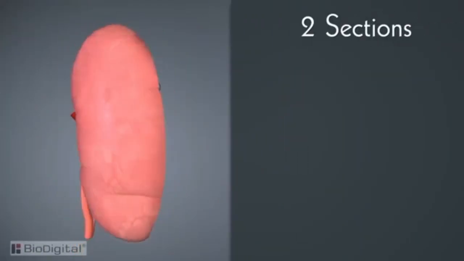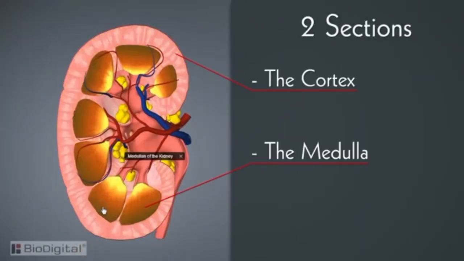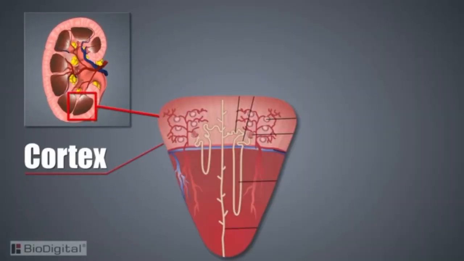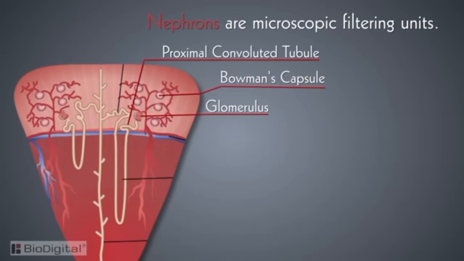Each kidney is divided into 2 main sections: the cortex and the medulla. The cortex is the outer section of the kidney. It contains the majority of nephrons. Nephrons are microscopic filtering units. These filtering units are composed of the following structures: a glomerulus, a Bowman's capsule, a proximal convoluted tubule, a distal convoluted tubule, and a collecting duct.